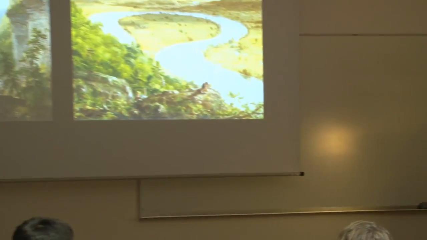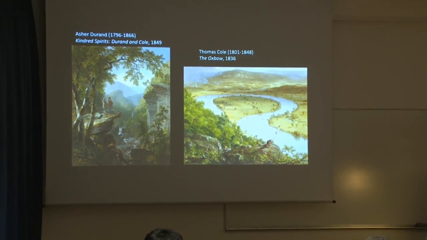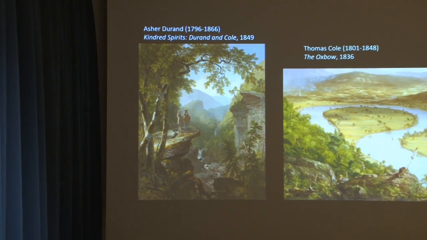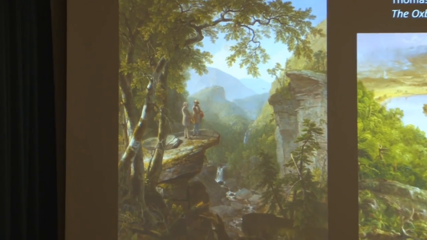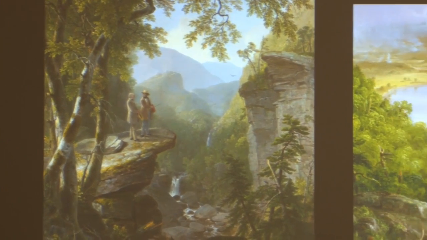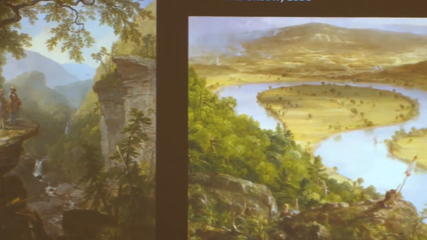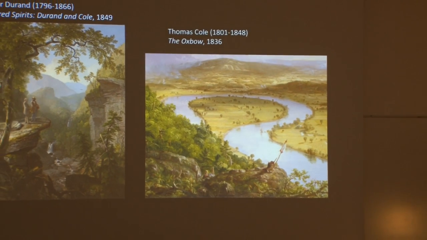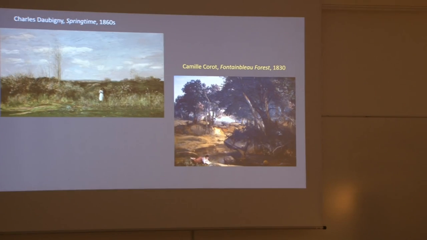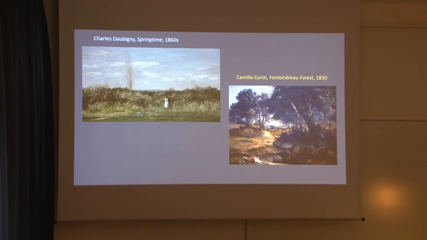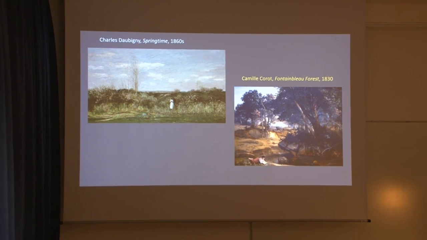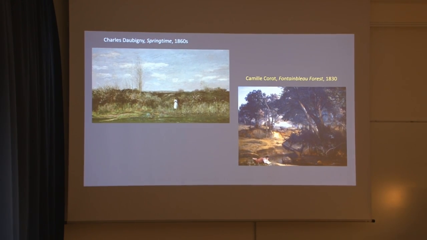The initiative was led by the landscape painters Asher B. Durand and Thomas Cole, both of whom belonged to what is known as the Hudson River School. This informal group of landscape painters got this name because they painted the nature surrounding the Hudson River just north of New York City. They were inspired, of course, by French painters working in the Barbizon Forest near Paris, such as Charles d'Aubigny and Camille Corot.